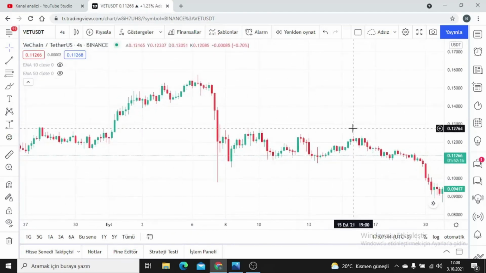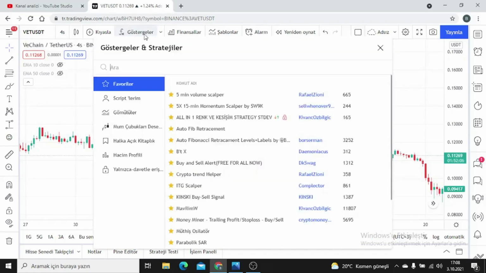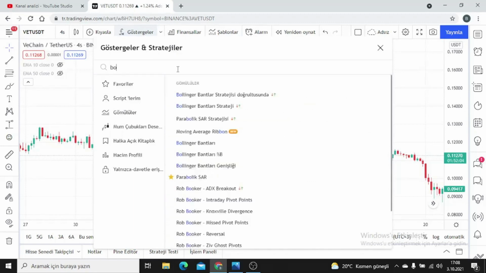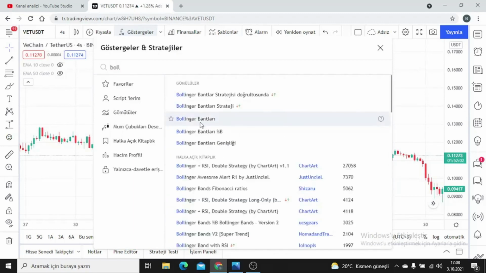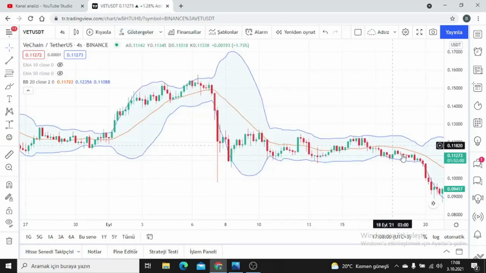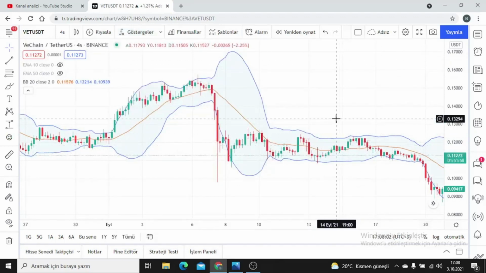We will get support from the Bollinger Band in our buy and sell tactic today. So our main indicator will be the Bollinger Band today, and we will apply a buy and sell tactic on the Bollinger Band. I bring up the Bollinger Band from the indicators section. As you can see, I gave you the training of the Bollinger Band. Let me tell you briefly how it creates a buy and sell signal.